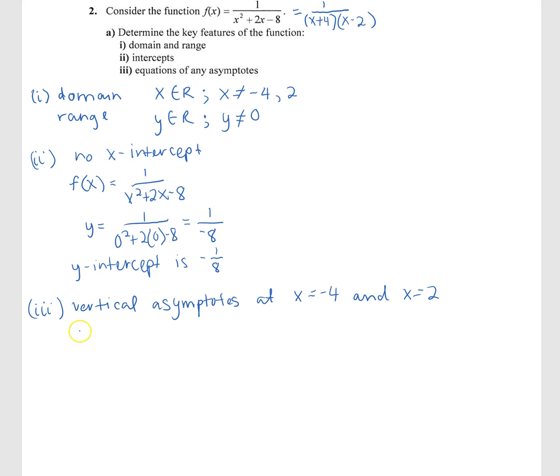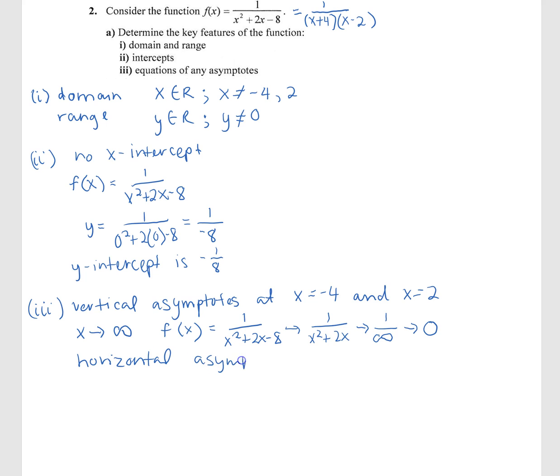So let's take our function as x approaches infinity. What does f(x) approach? We have 1 over x² + 2x − 8. As x approaches infinity, this −8 becomes inconsequential, and so this becomes 1 over x² + 2x. The bottom of this fraction is going to get really, really large, so we have 1 over a really, really big number, essentially 1 over infinity. That is a really, really small number, so it essentially approaches 0. So yes, as x approaches infinity, f(x) approaches 0. So we have a horizontal asymptote at y = 0.